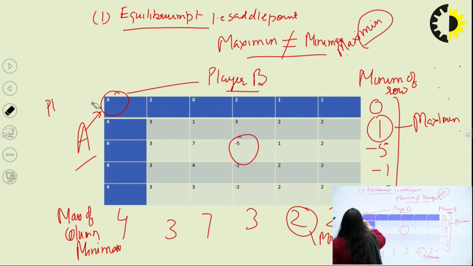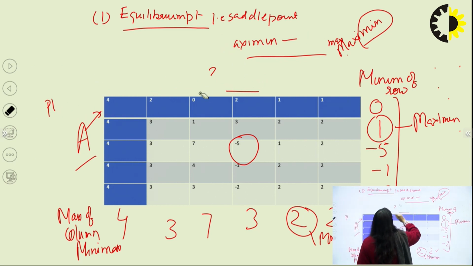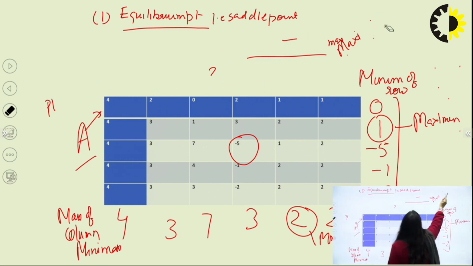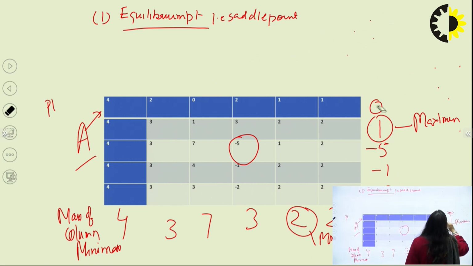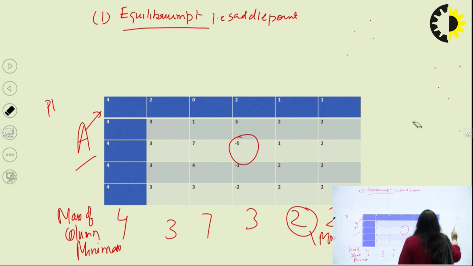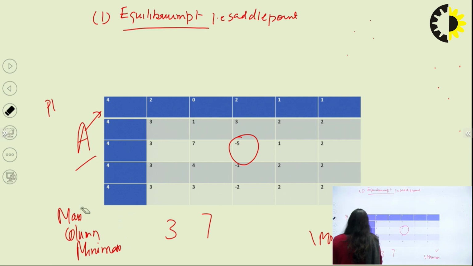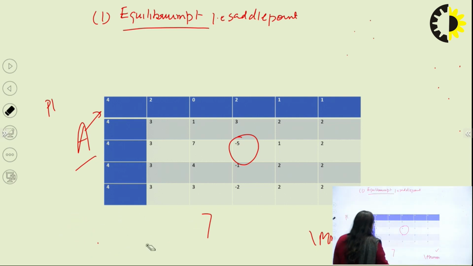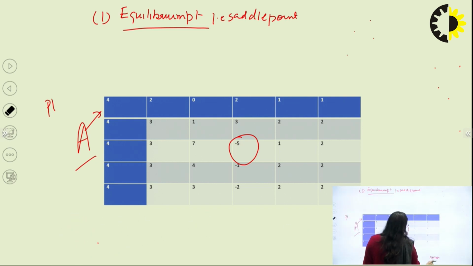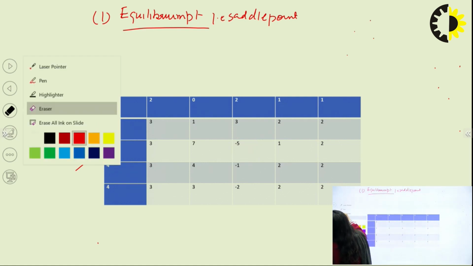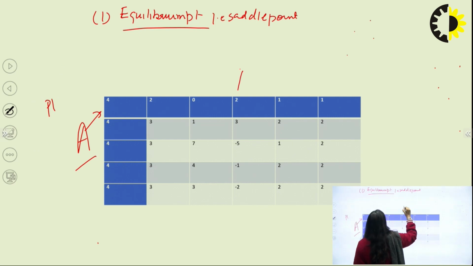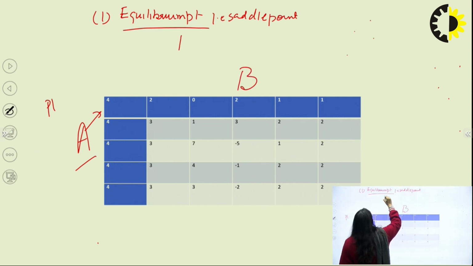I will rub all this. Now what is the dominance column? In dominance strategy, there are 2 rules which you have to follow. Since equilibrium has not been achieved, we will use some other strategy to find the value of the game. So this is player B. Now dominance.